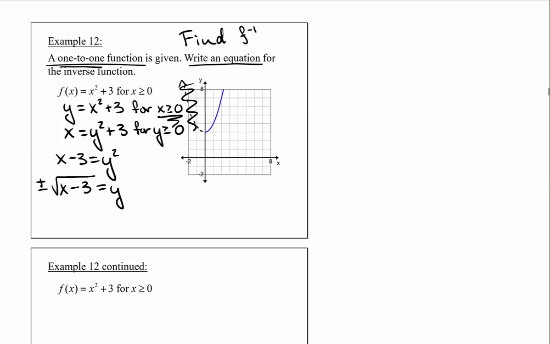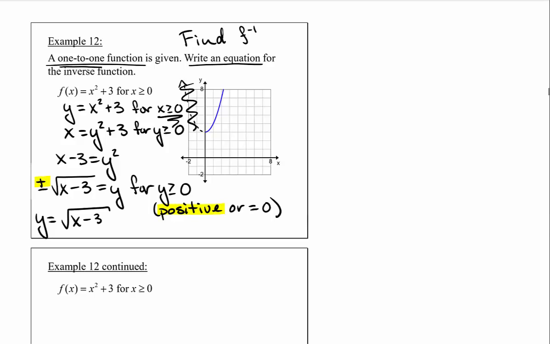or minus possibility. But we said that this is for when y is greater than or equal to 0, meaning positive or 0. Which means we only want the positive square root. Okay? Because of that, we do not want the negative square root in this case. So this is the inverse. If you didn't have enough space to write that there, you could write that down here. That's just fine.